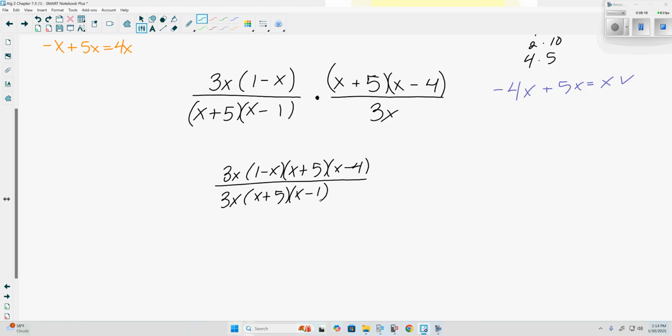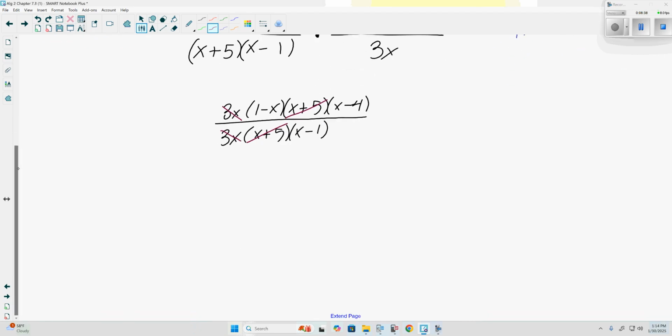I like to put the monomial, our greatest common factor terms, up front, just so it's easier to keep track of them. It's kind of odd having a 3x at the end or in the middle. Now, what's in common? X plus 5. X plus 5 and x plus 5. Here, the 3x and 3x simplify out completely as well.